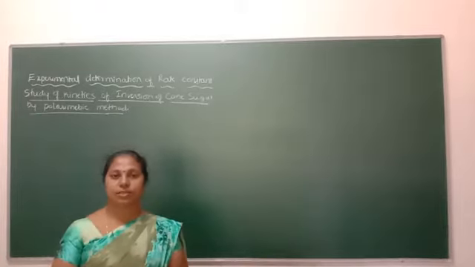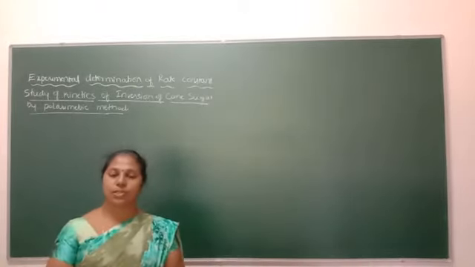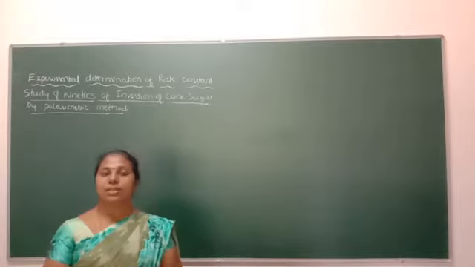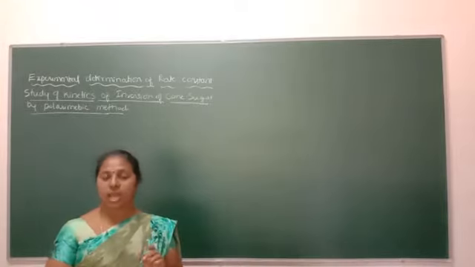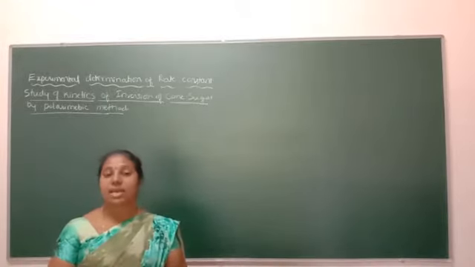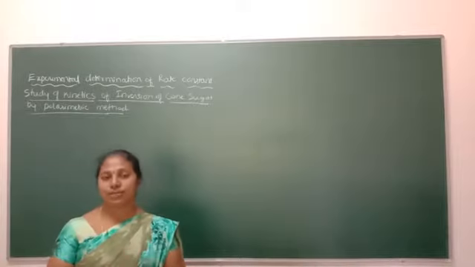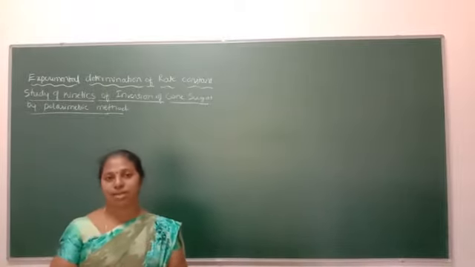Hello students. Up to the last class, we have studied the determination of the rate of reaction by using four different theories. Now we will determine the rate constant experimentally by using one of the methods, that is called the polarimetric method.